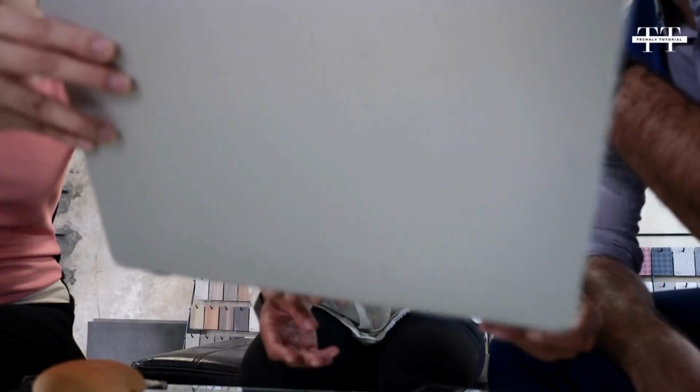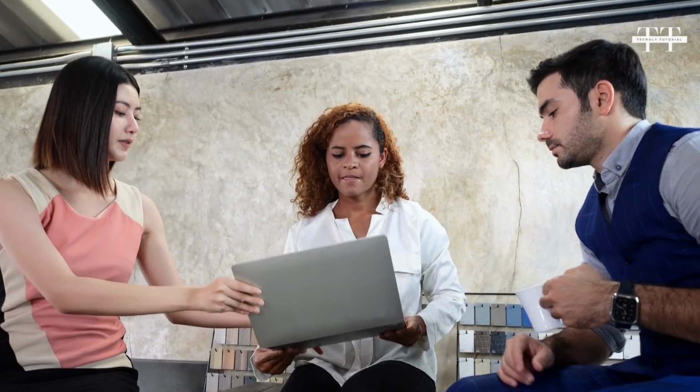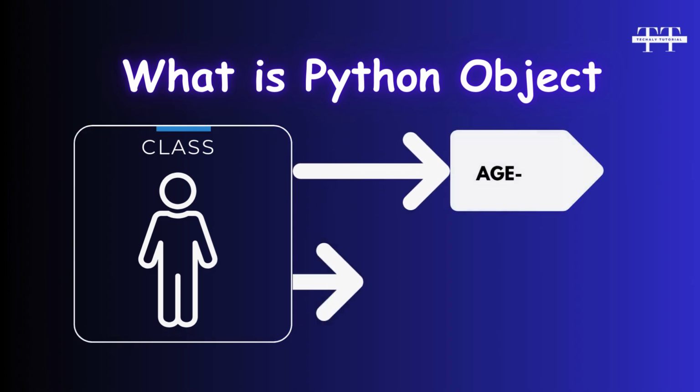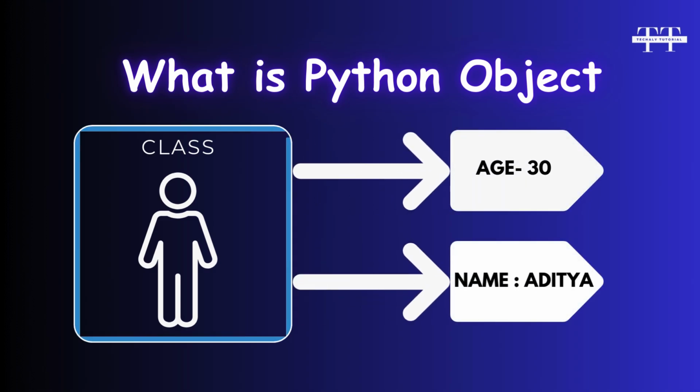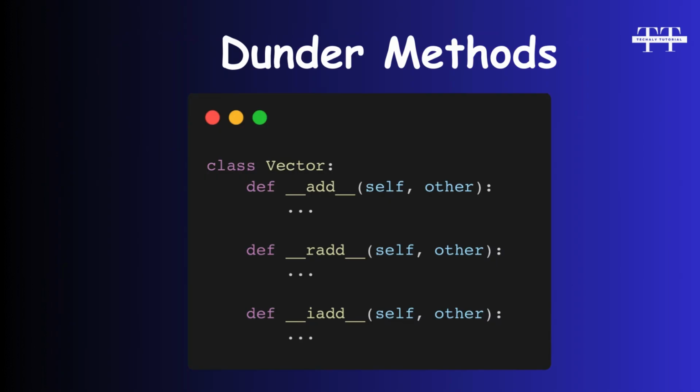So, let's get started. First things first, what are Python objects? Simply put, objects are instances of classes, which are the blueprint for encapsulating data and functionality in Python. Every Python object comes with a set of built-in special methods, commonly known as Dunder methods. These methods let us define how our objects behave in specific scenarios, such as addition, iteration, or even string representation.